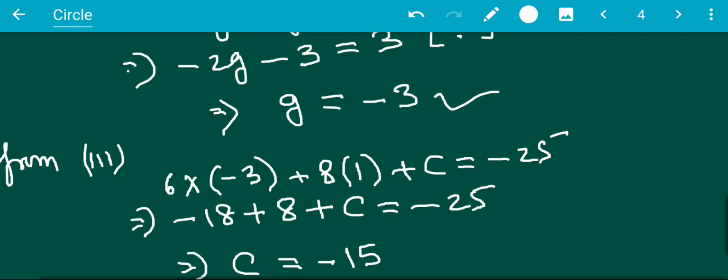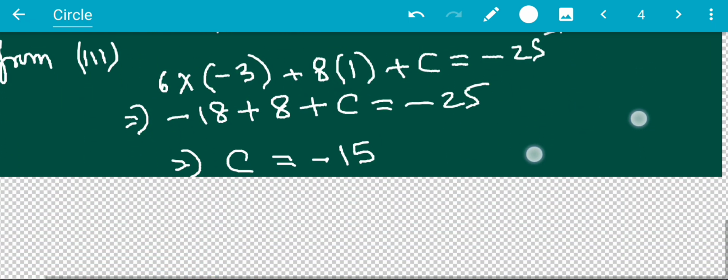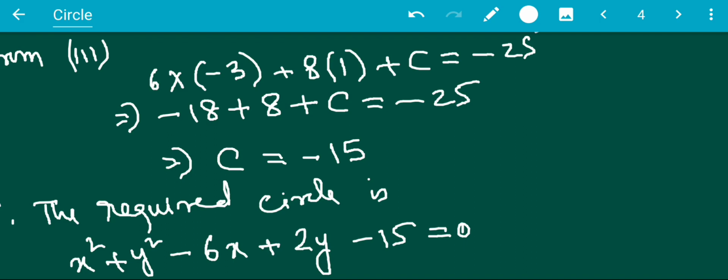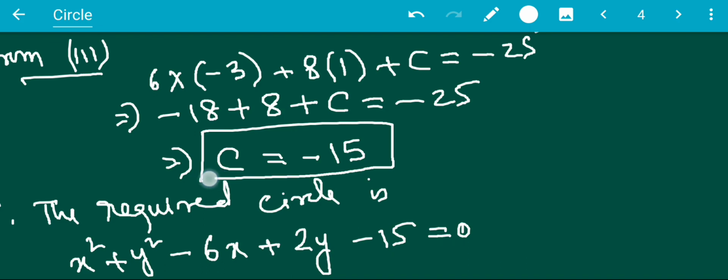Now we need to find the value of c. Put the values of g and f in any one of 3 or 4. So we put the values of g and f in equation 3. You can see that after calculating, the value of c is minus 15. So the required circle is this one.